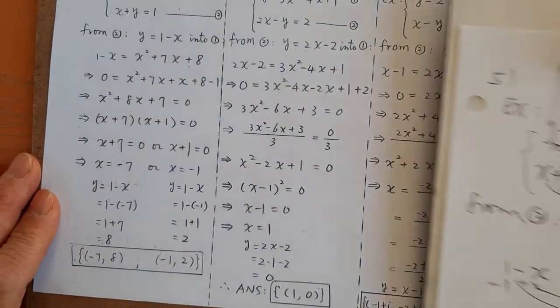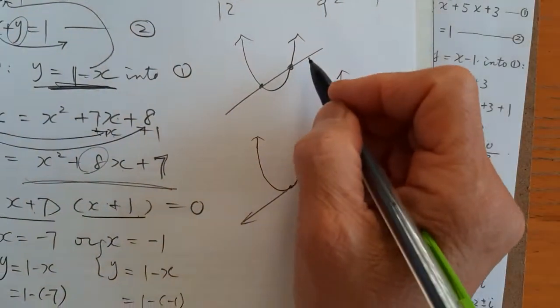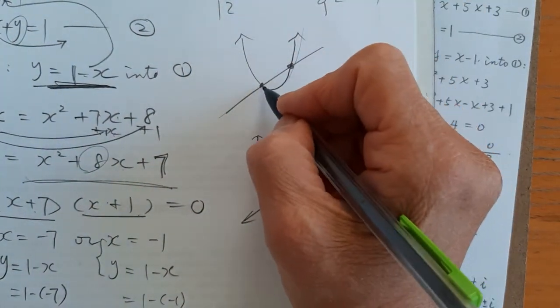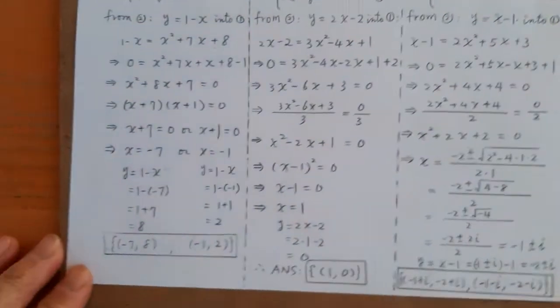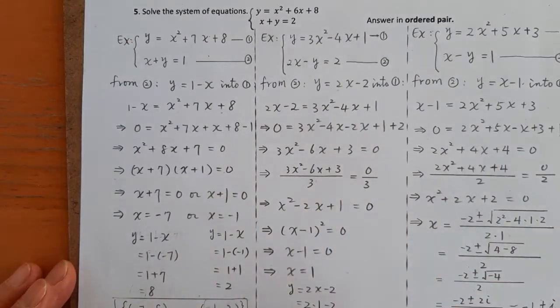Negative 1, 2. So there are two intersection points on this graph. The line intersects the parabola at 2 points, so there are 2 solutions, 2 points as the solutions.